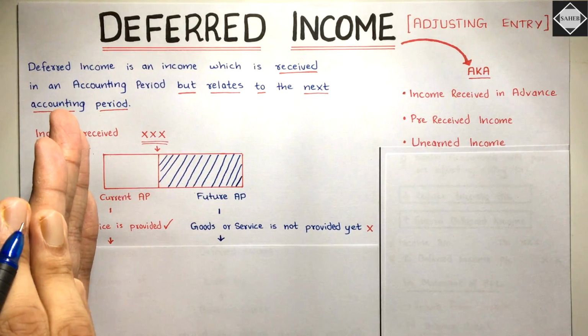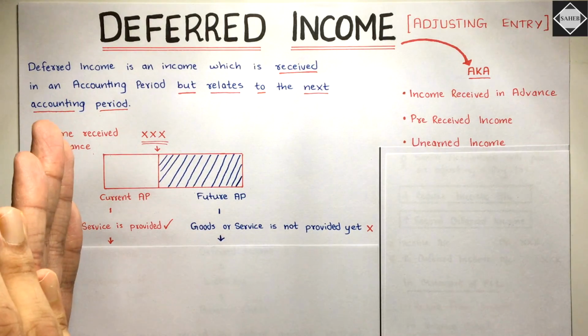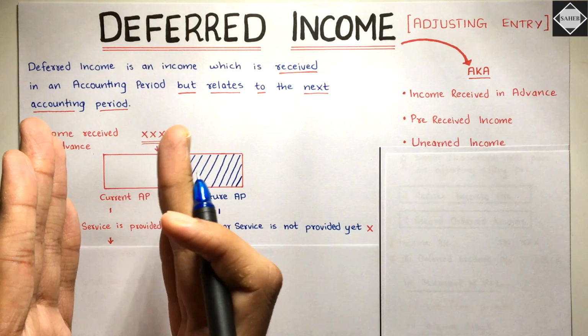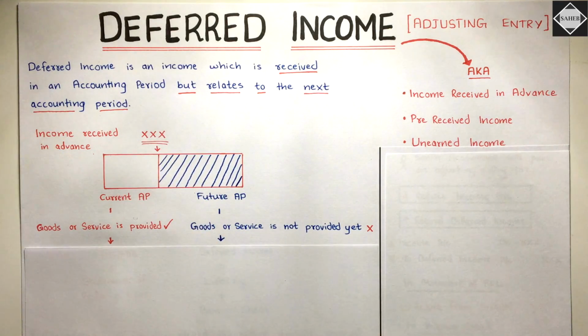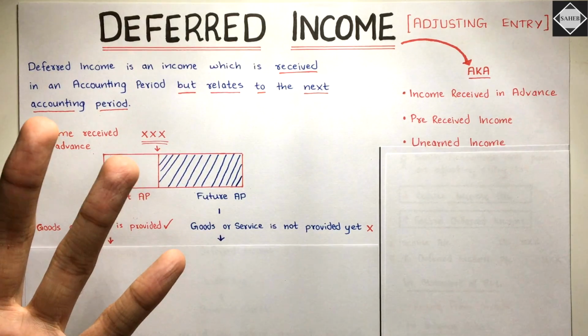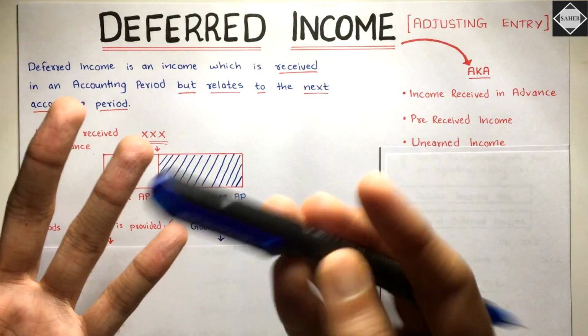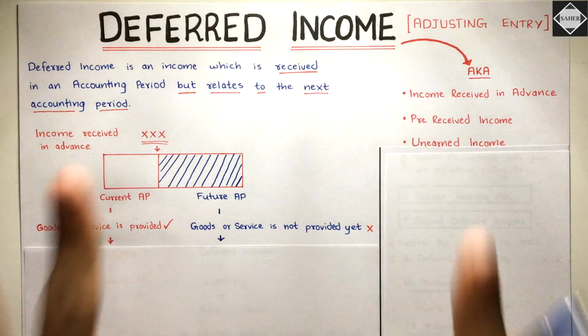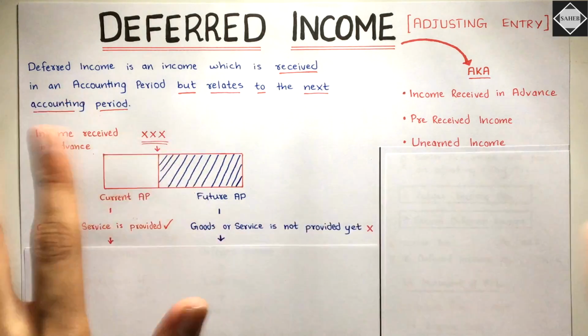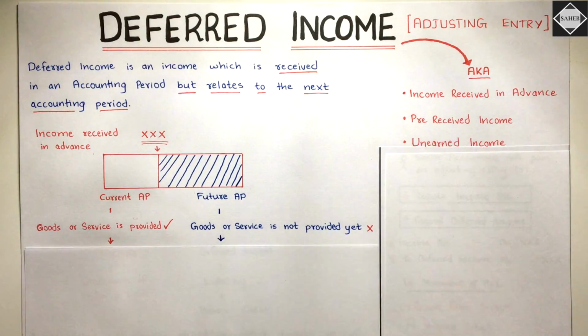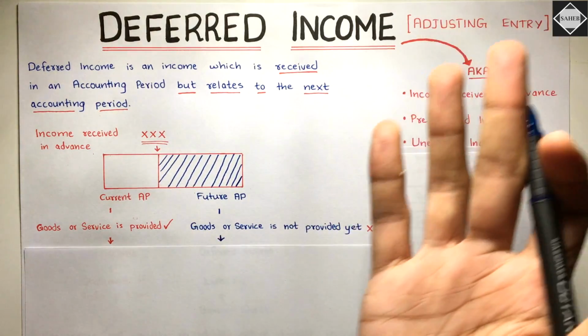That entire thing was what? Deferred income, income received in advance. As the current accounting period ended, what happened? How much service did we provide? We provided 30,000 worth of service. So 30,000 became our what? Normal revenue or normal income. The remaining 70,000 for which we did not provide any service, we will provide in future. So that 70,000 became future income.